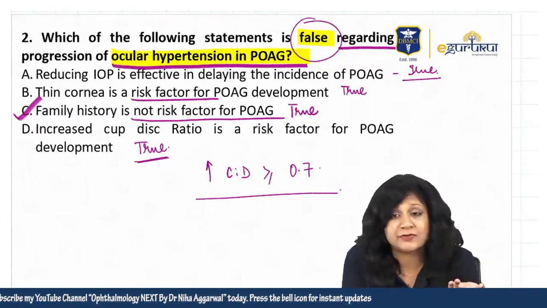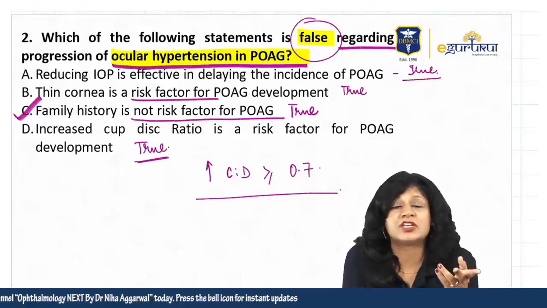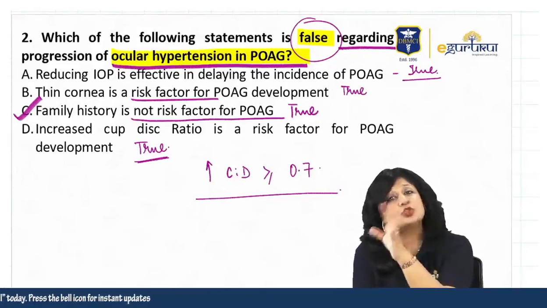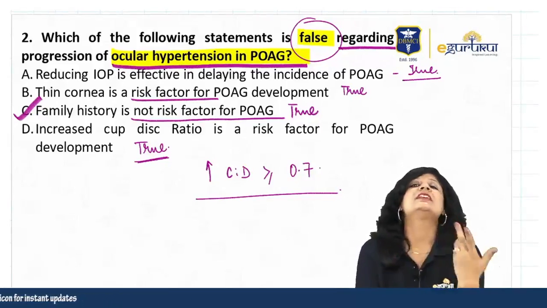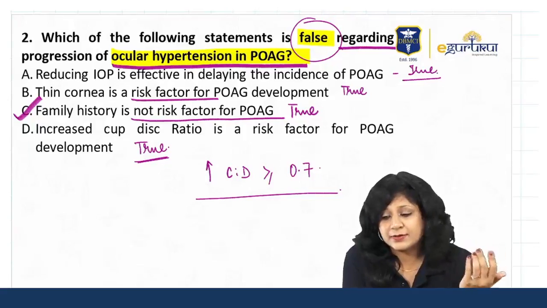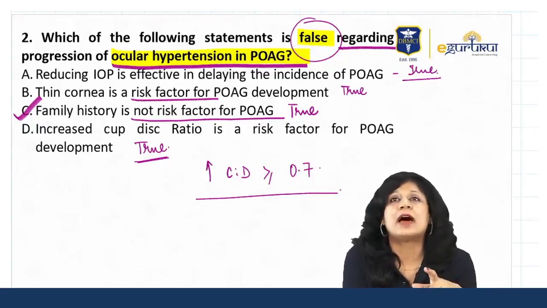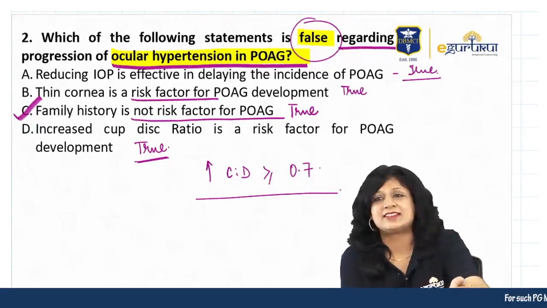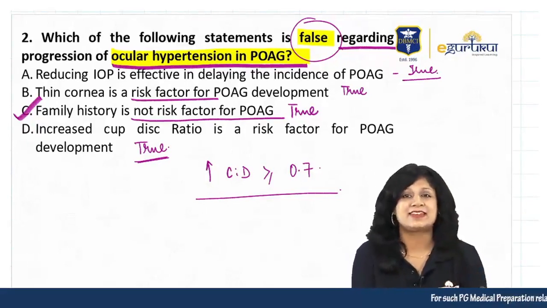Otherwise, with respect to the conversion from ocular hypertension to POAG, even this statement is true. Okay, but I think you should realize this, that marking the answer is always relative. If you have more than one correct answer, the one that is less correct will be your answer.